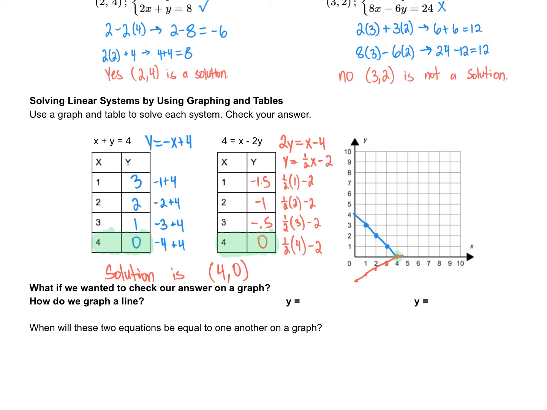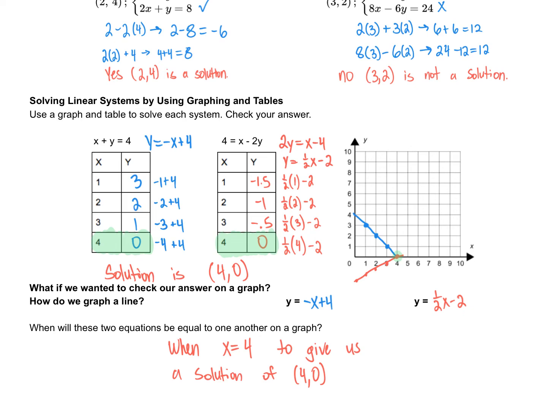All right, so we already have them set for y equals. So y equals, we said, negative x plus 4, and we had y equals 1/2 x minus 2. So we could have graphed both of those lines and found the intersection point, which is what we did. So when will these two equations be equal to one another? When x equals 4, to give us a solution of (4, 0). So that point is on both of those lines. That is my solution to that system.